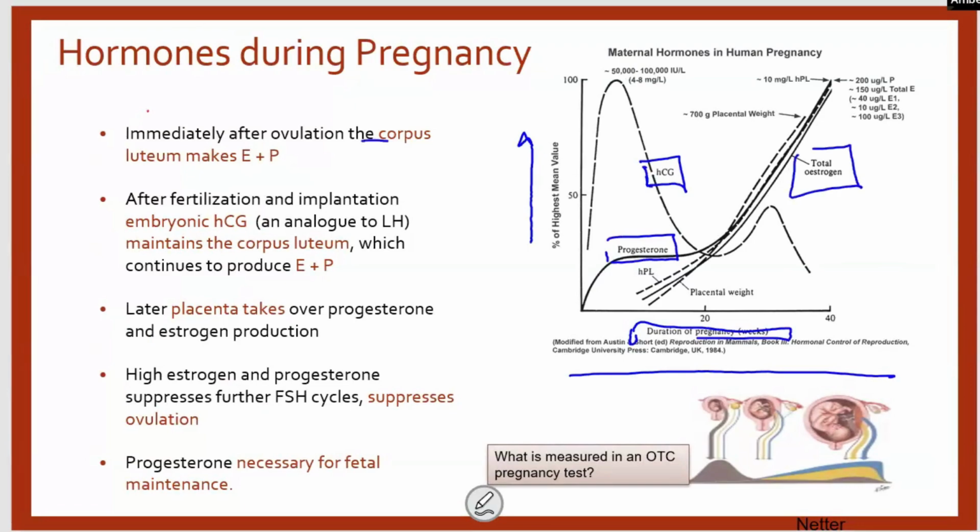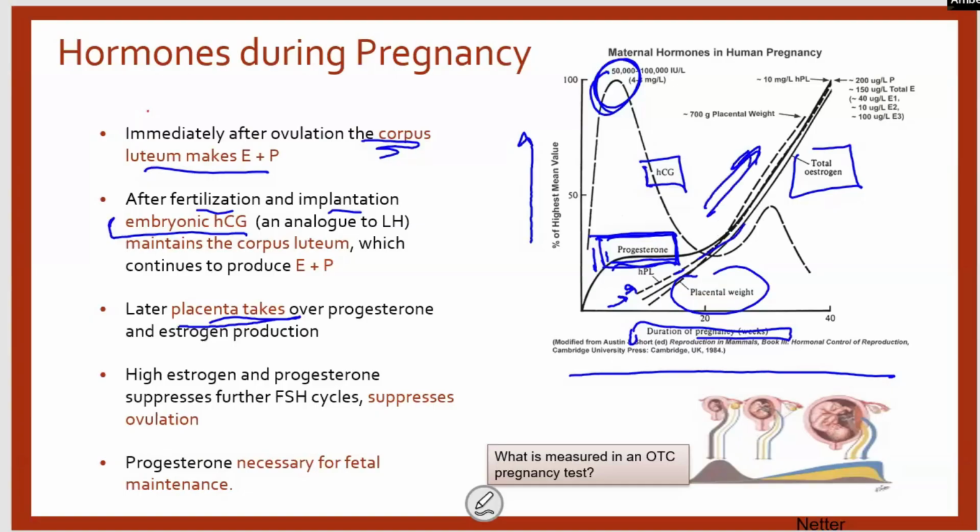Immediately after ovulation, the corpus luteum is making a small amount of estrogen, but really what the corpus luteum is trying to do is keep making progesterone so that you don't shed the uterine lining. After fertilization and implantation, the embryo takes over and makes HCG, and that tells the corpus luteum to stay alive, keep making a small amount of estrogen, and keep making progesterone so the endometrial lining doesn't go. Later, the placenta, when it's made, takes over the progesterone and estrogen production, and now causes progesterone and estrogen to both rise.